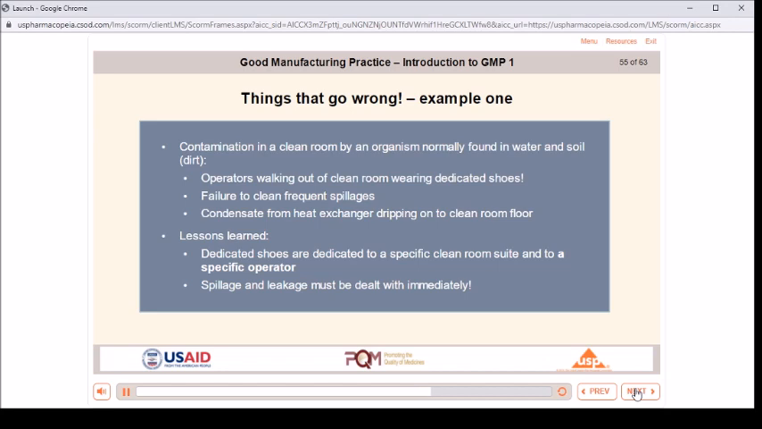Lessons learned. Dedicated shoes are dedicated to a specific clean room suite and to a specific operator. Operators need to understand why they are wearing them and how contamination can be spread on the feet. Spillage and leakage must be dealt with immediately, not just at the end of the shift or the day or the week. This is not routine cleaning.